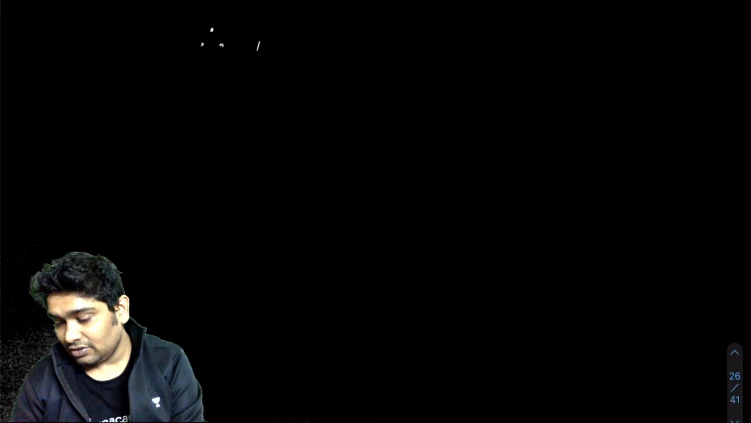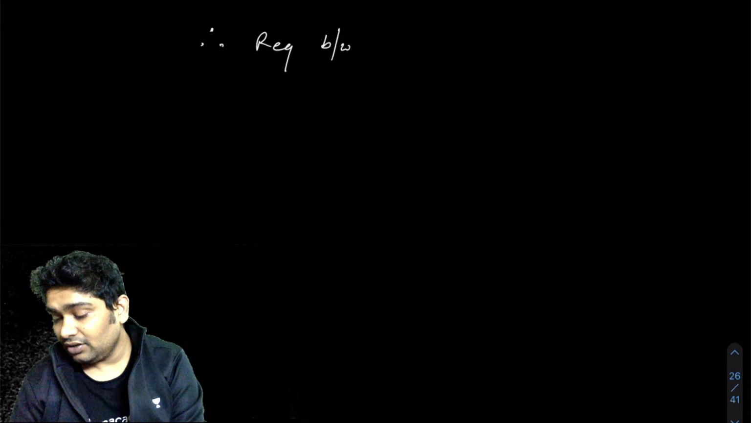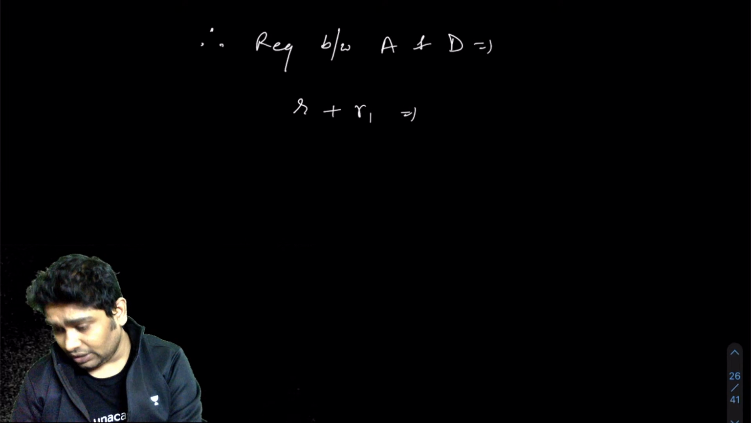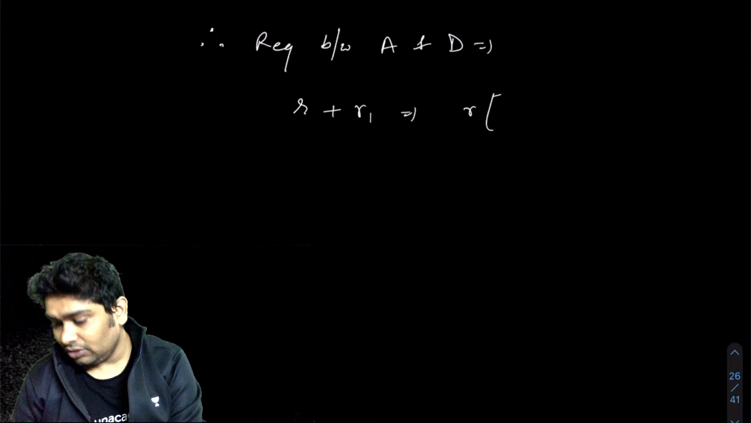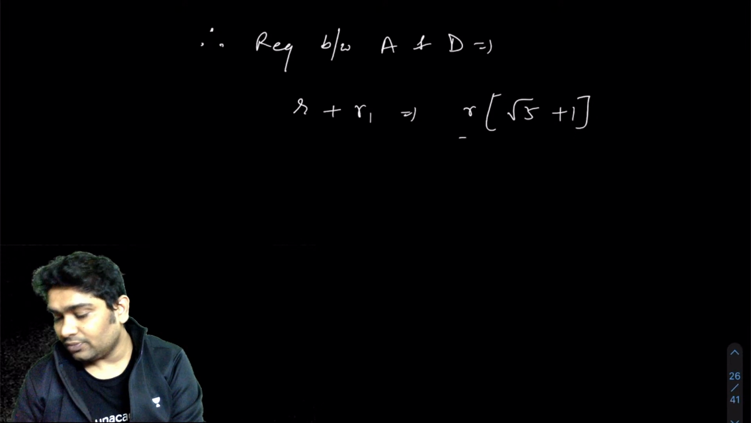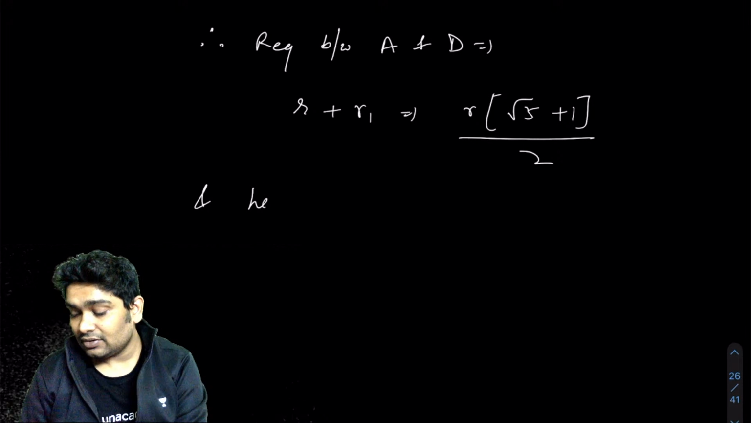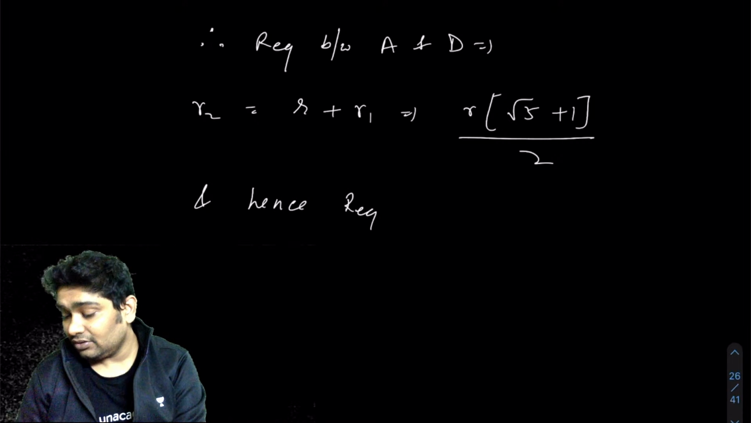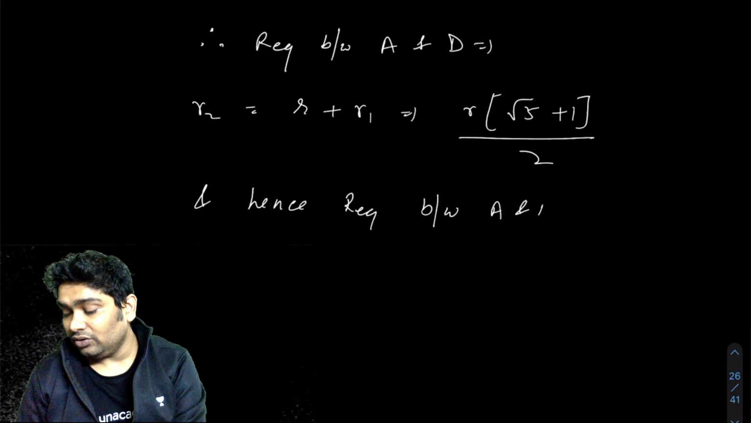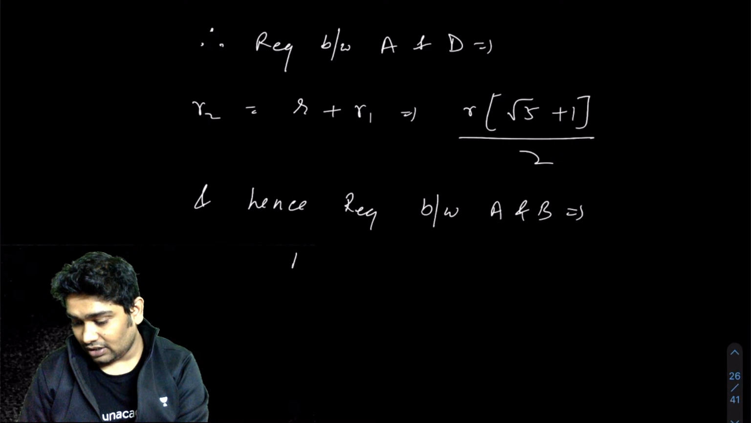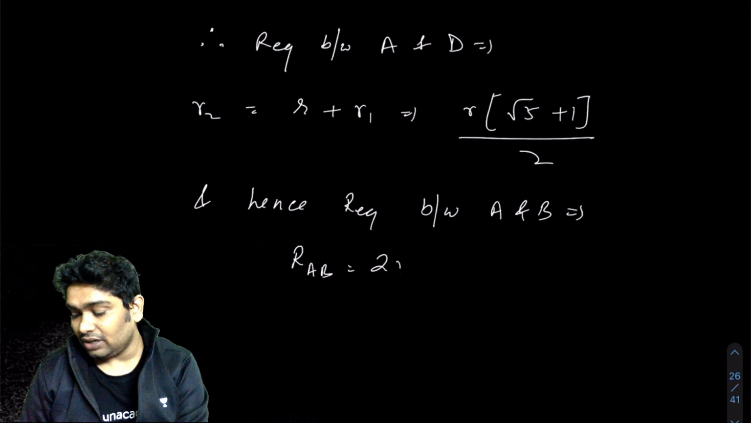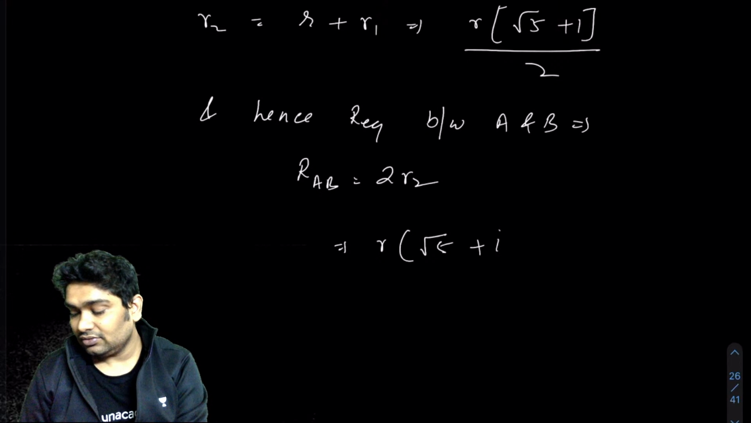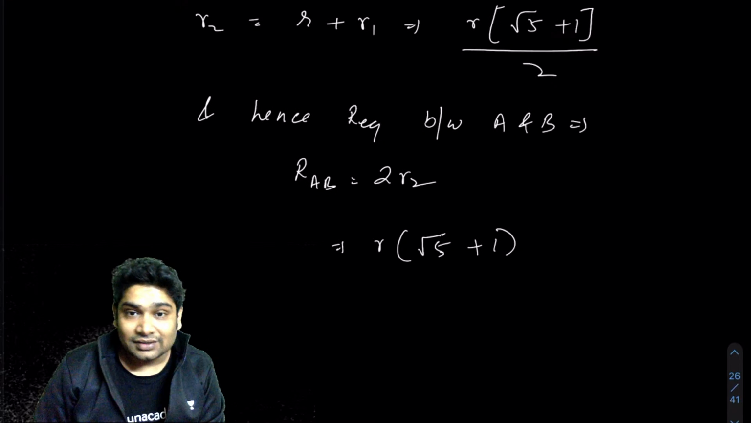Therefore, R equivalent between A and D is equal to R plus R1, right? So that will be R taken common, (root 5 plus 1) over 2. And hence, let's call this R2. R equivalent between A and B, I know that would be double of this. R_AB equals 2 times R2, which is equal to R(root 5 plus 1). Okay, so yes, that is the correct answer.